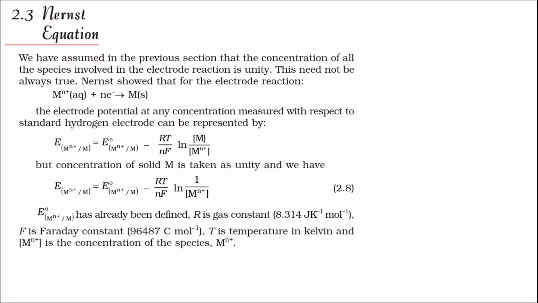Nernst equation. Now what is the Nernst equation? Usually when electrode potential is calculated, it is assumed that the metal is dipping in a solution of metal ions and the concentration of the metal ions is 1 mole per liter or 1 M. But when the concentration is not 1 M, it is either greater than 1 M or less than 1 M.